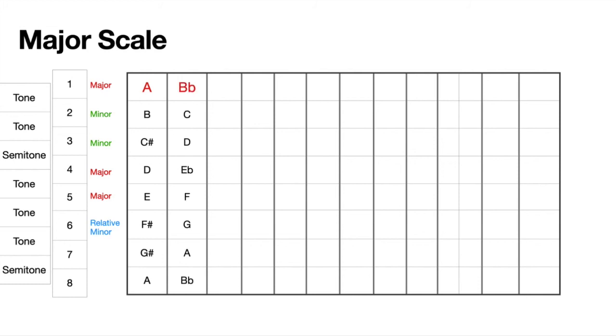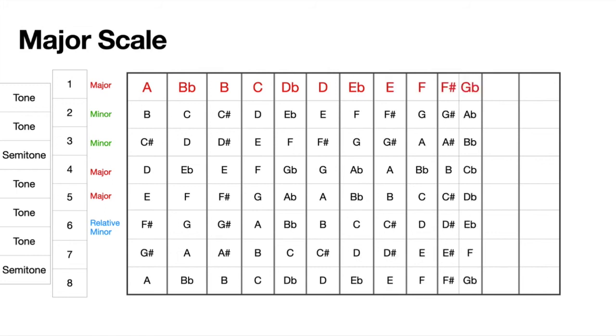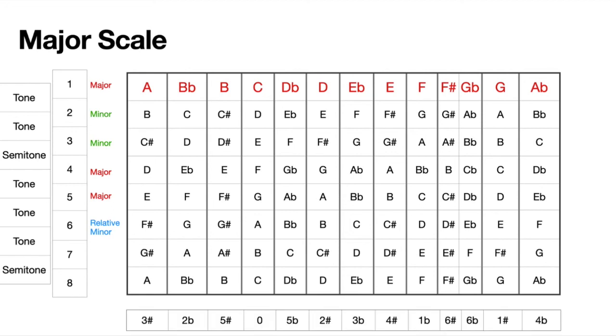So I'll fill in all the keys here. You can see each column has the notes of the do, re, mi major scale. And if you look across, the numbers 1, 4, and 5 are the major chords, and the 2, 3, and 6 are the minors. Now underneath, I'm going to add up the number of either sharps or flats in each key. And you'll notice that they're all uniquely different.